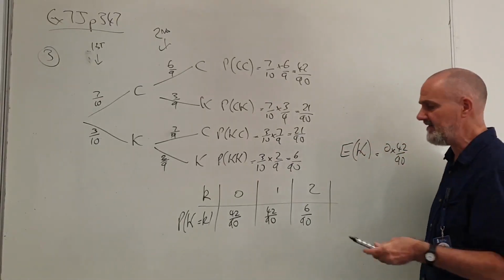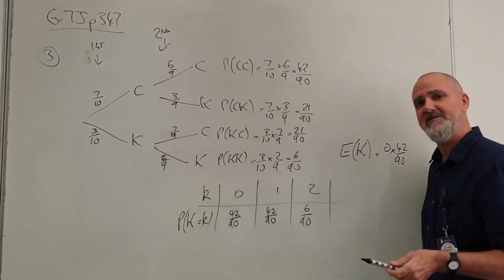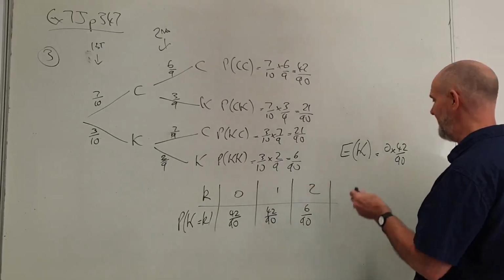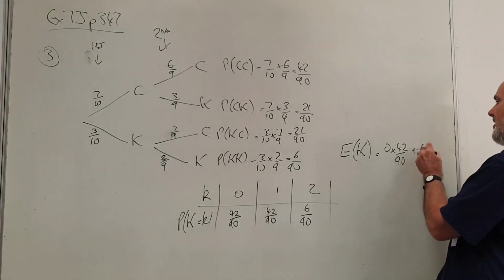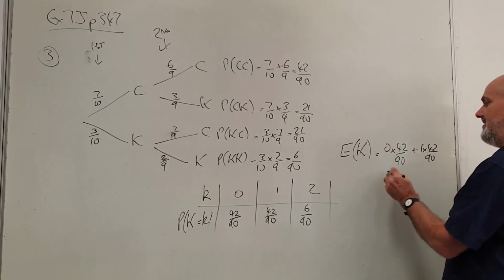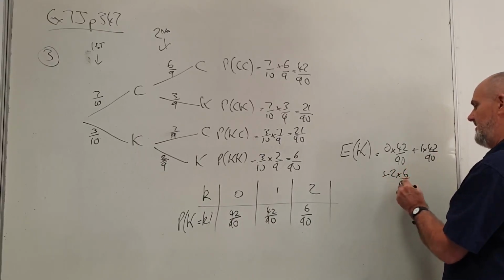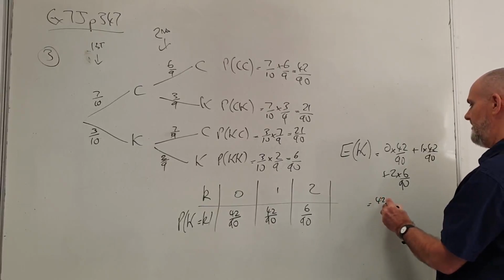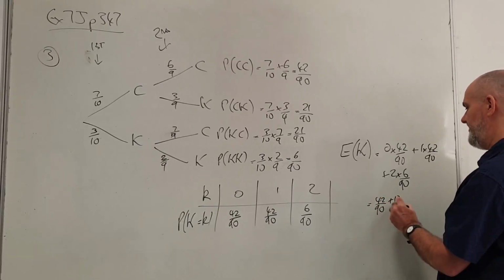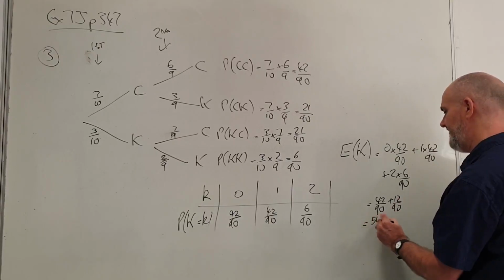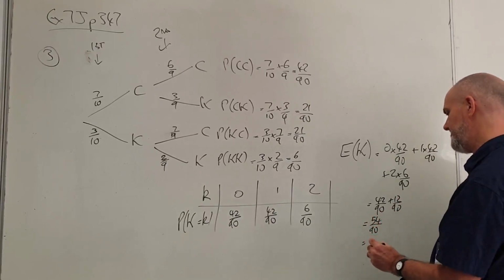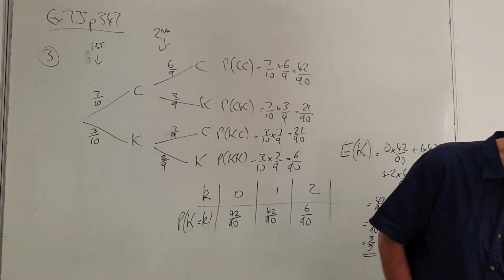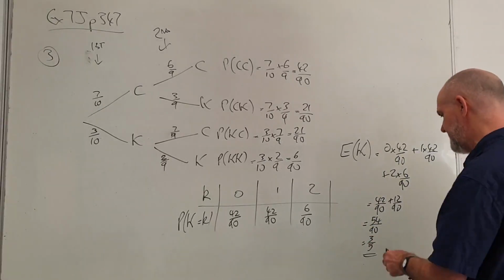Now I encourage you here that even though we've got 0 times 42 over 90, I want you to put that down, because that demonstrates that you understand how to calculate the expectation. Plus 1 times 42 over 90 plus 2 times 6 over 90. So that then is 42 over 90 plus 12 over 90, which is 54 over 90. Divide top and bottom by 18 gives 3/5. So the expectation for the number of keys is 3/5.